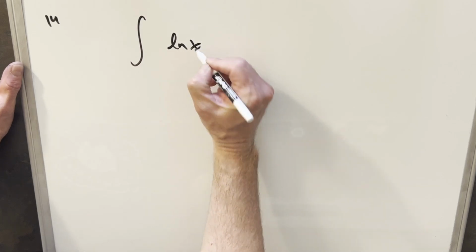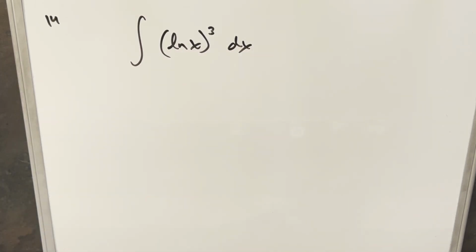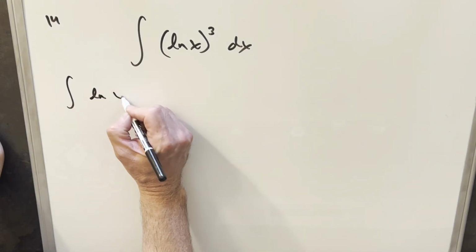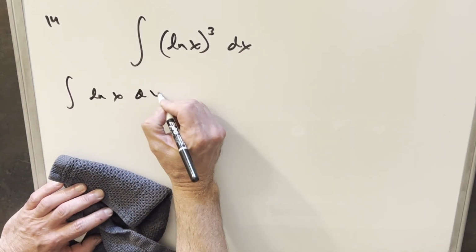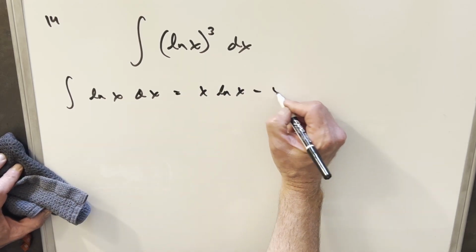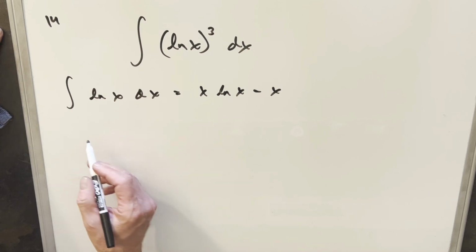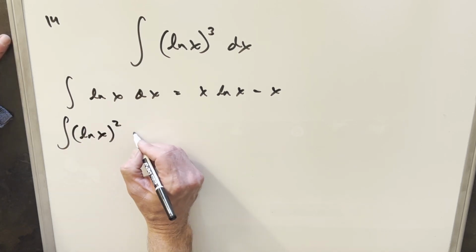14, this is just going to be natural log x cubed dx. I kind of want to work this a different way. First of all, we'll look at ln x dx. For this one, I'm going to assume we know the formula, that this integral is just x ln x minus x. Now the other thing I'm going to want to use is the integral, we're going to need this one. We basically need all three.